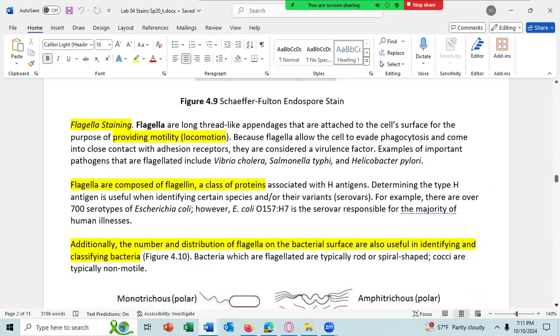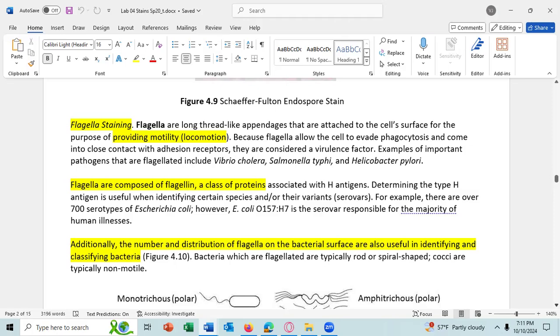Let's move on to the flagella stain. A flagellum is a thread-like appendage or a whip-like structure coming out of the cell that's used in locomotion. If a bacterial cell is motile, it has a flagellum, because that is the only structure bacteria have for locomotion. So if the cell swims or moves about, the cell has a flagellum.